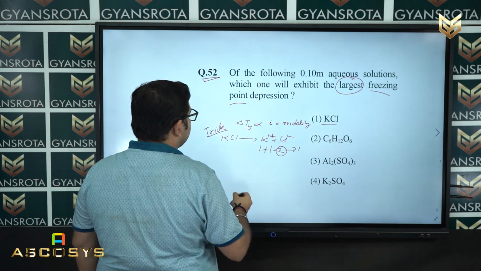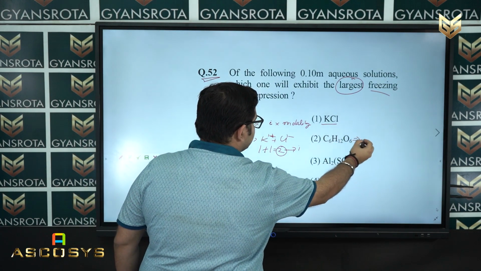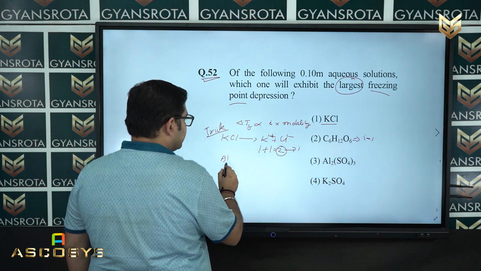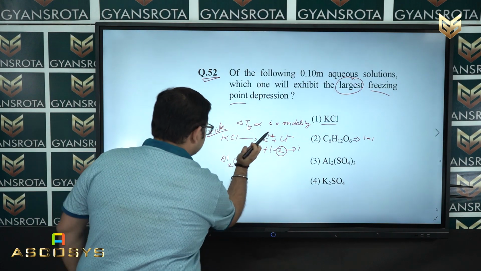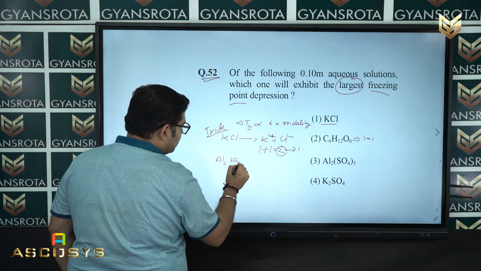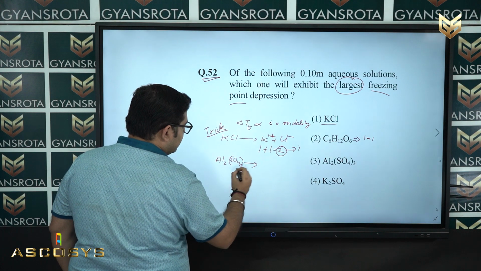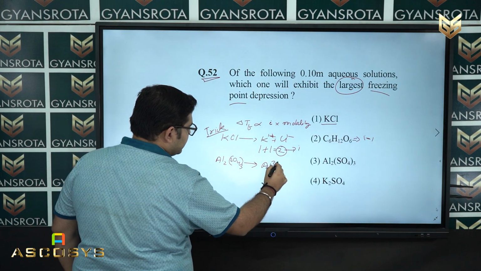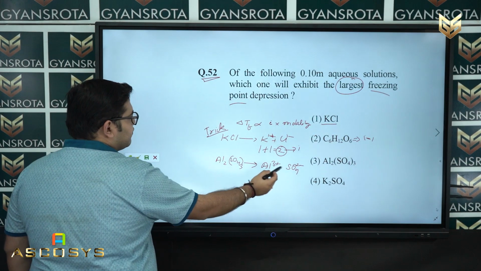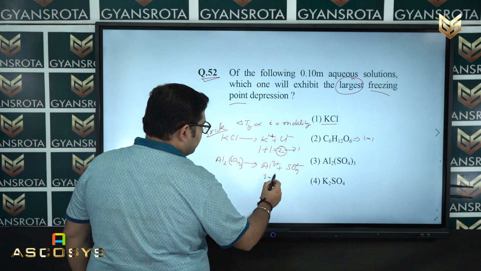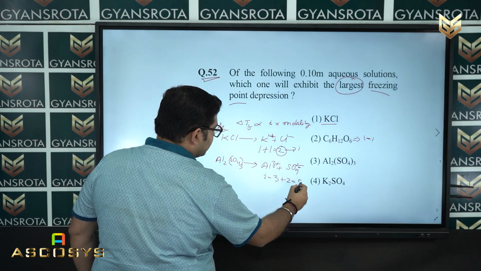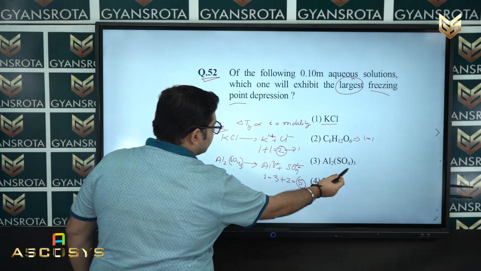For C6H12O6, for those types of compounds, i is always 1. For Al2(SO4)3, it will be dissociated as Al3 plus and SO4 2 minus. So, how to find out the Van 't Hoff factor for this? i equals 3 plus 2, that is 5. So, 5 is the Van 't Hoff factor of this one.